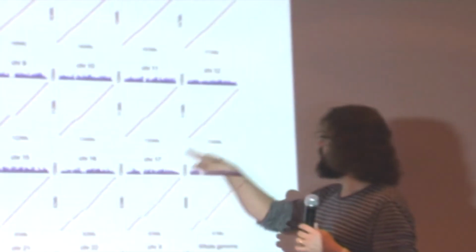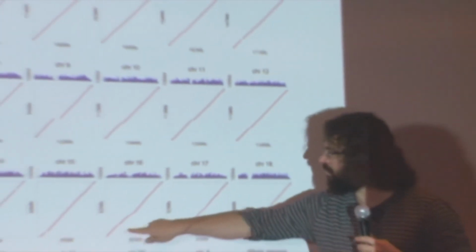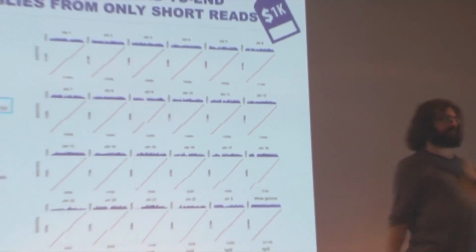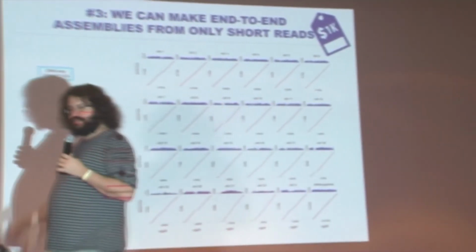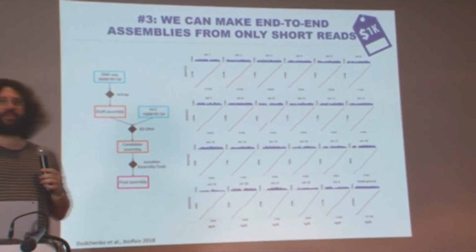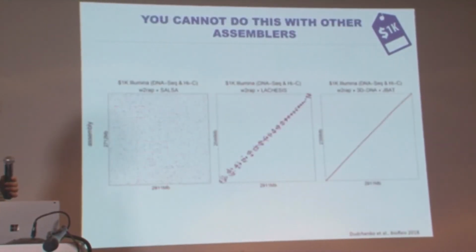And that's just because, in nearly all the cases, we're not estimating the size of the centromeres. So what this tells you is that for about $1,000, you can assemble any mammalian genome you want, or you can reassemble a human genome.